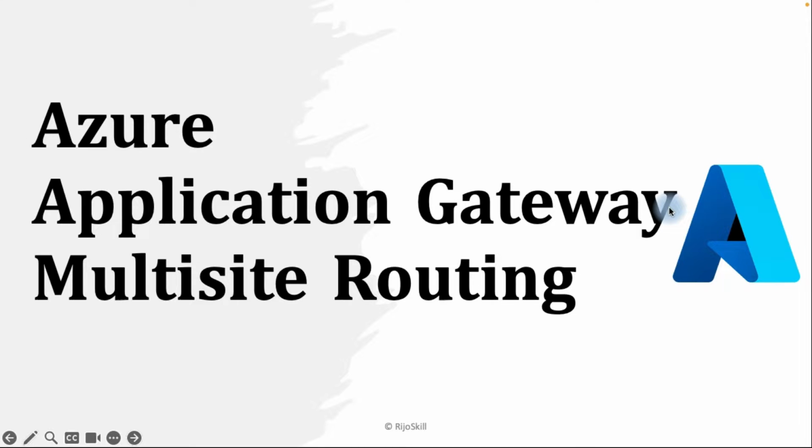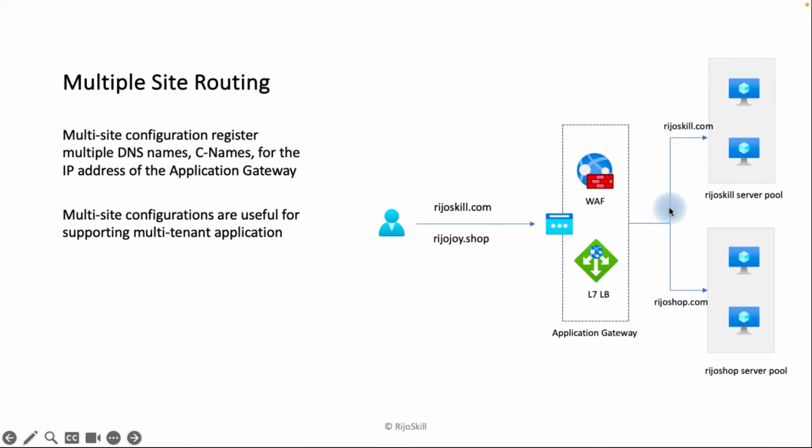First, let's go over what multi-site routing is. Multi-site routing lets you configure multiple domain names in the application gateway. Multi-site configurations are useful for supporting multi-tenant applications. You can see this diagram, and I will explain it. So I will take the pen.